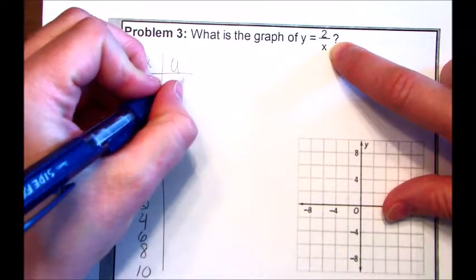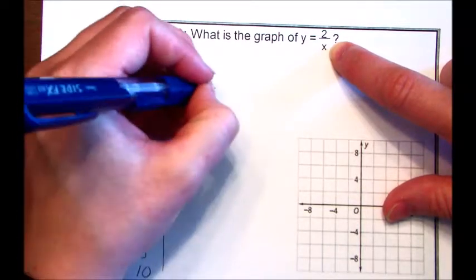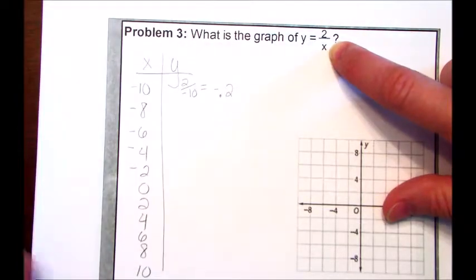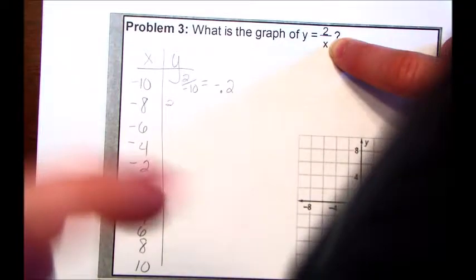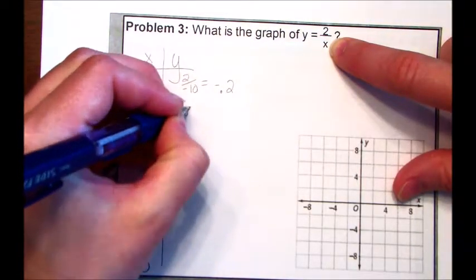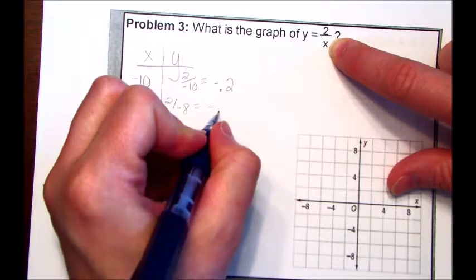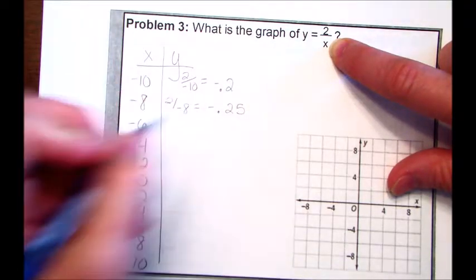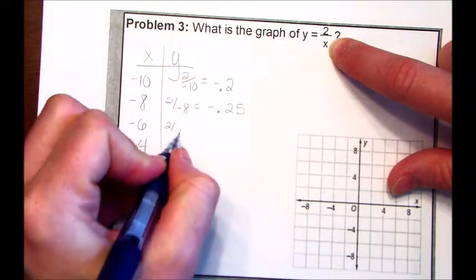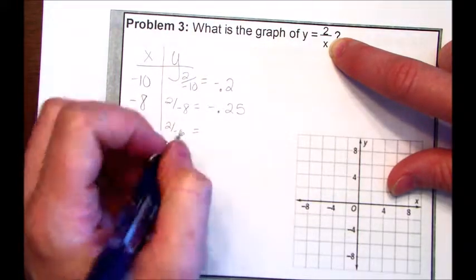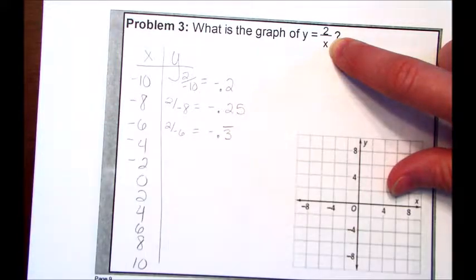So we're going to do 2 divided by -10, and we get -0.2. And then we're going to do 2 divided by -8, and that would be -0.25, excuse me. Now we're going to do 2 divided by -6, and that's going to give you -0.3 repeating. And you can plug these in your calculator.